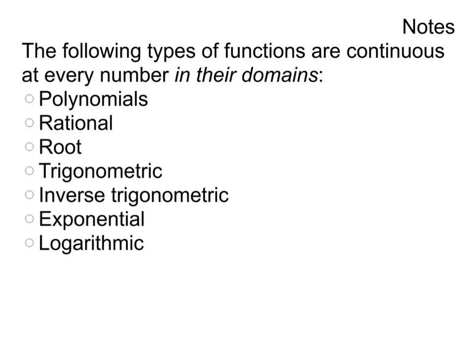This is a list of all the different types of functions that are continuous. But please notice the detail. They are continuous at every number in their domains. That's why rational makes the list. Because rational, of course, that's like 1 over x. It's not a continuous function. It has an asymptote in it. But the asymptote is not part of its domain.